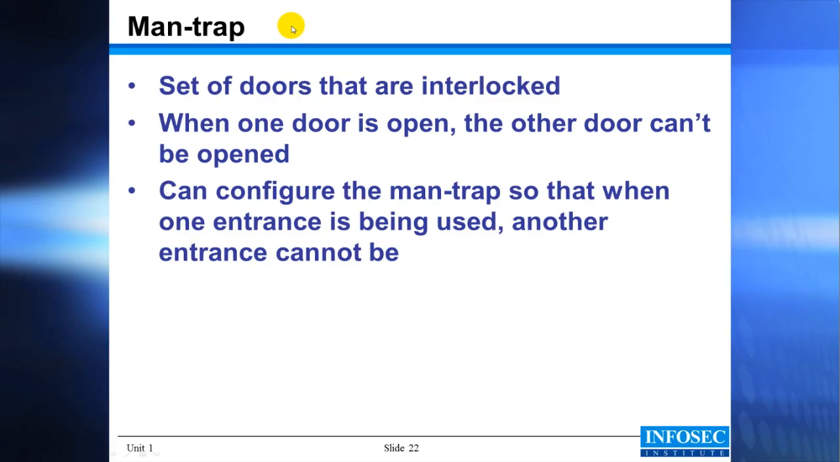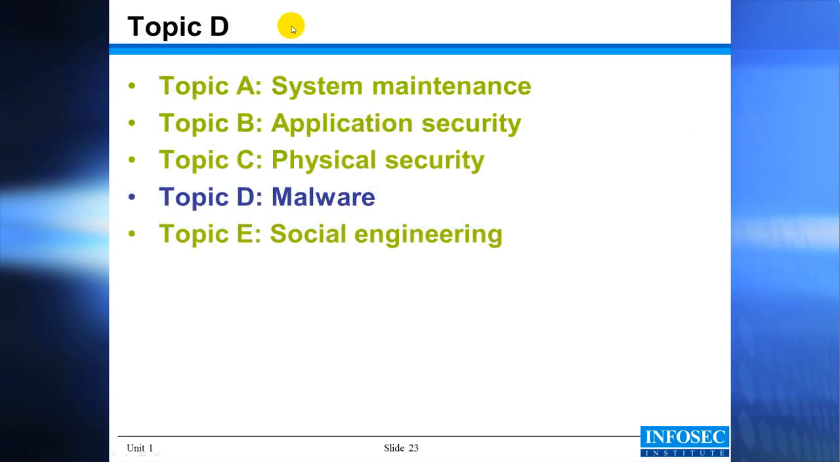If whoever is monitoring the man trap doesn't like what they see, they can lock the person in until additional help arrives. So man traps are used to control access to highly secure environments because they require that somebody monitor the door. We described different types of attacks that can physically compromise assets. The next section is going to describe different examples of malicious software.